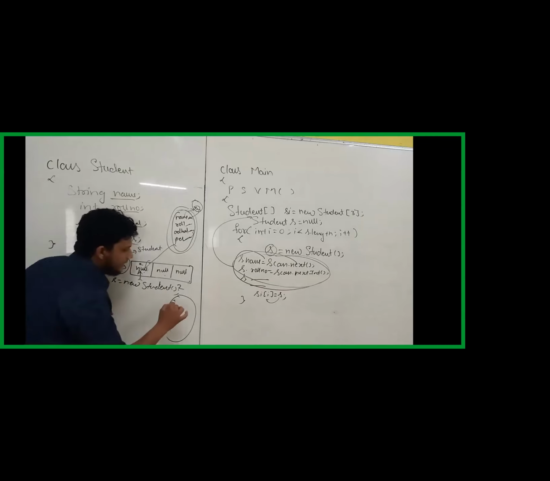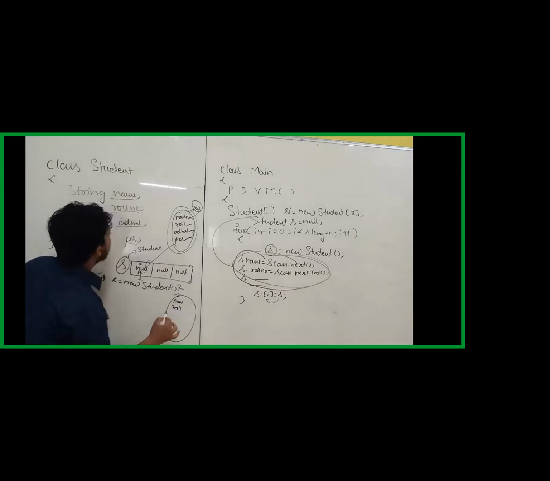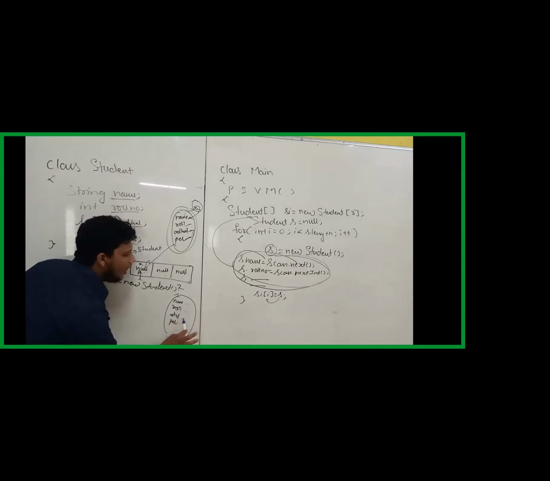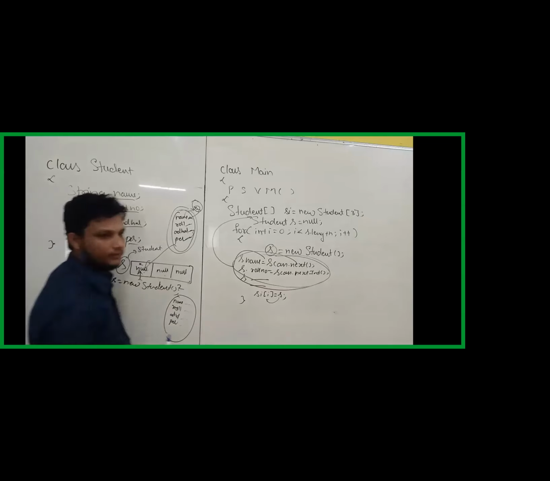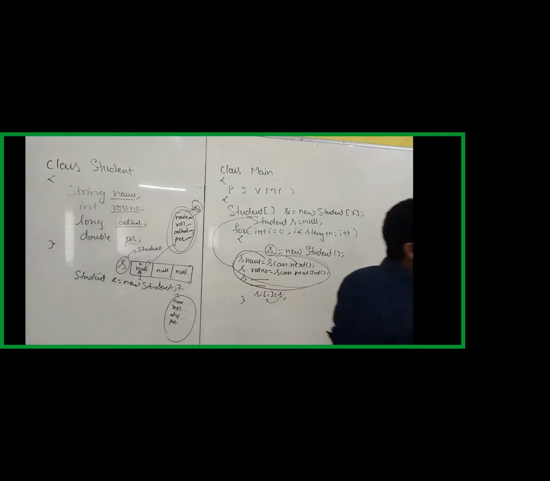Inside this object, the name variable will come and sit here. Next, roll number will come and sit here. Next, Aadhaar will come here and percentage will come and sit. Initially it will have default values inside this object I have created. Clear? Is it clear, Sarfraz? Clear? Yes.